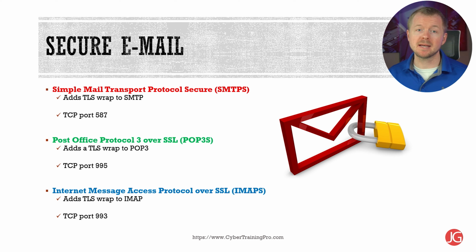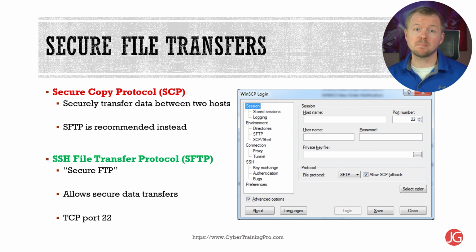We also have Internet Message Access Protocol over SSL, or IMAPS, and that adds a TLS wrap on TCP port 993. The Secure Copy Protocol, or SCP, can be used to securely transfer data between two hosts. This is similar to FTP, but it lacks some features, and some developers recommend using SFTP instead.